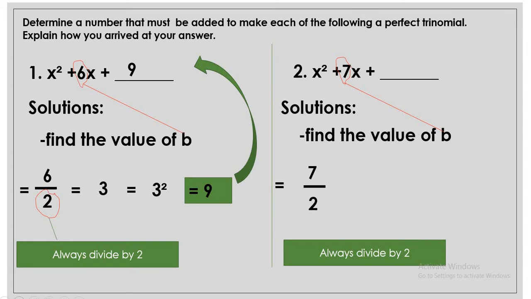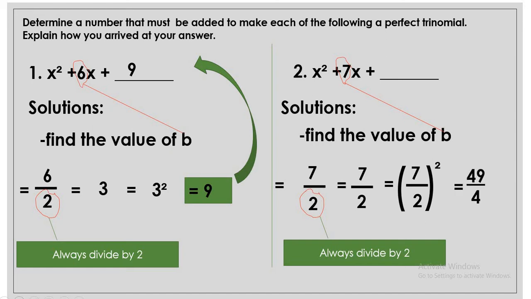7 divided by 2, we will have a decimal number here. So what we are going to do is to stick with 7 over 2. Then we will square it, 7 over 2 squared, and it will become 49 over 4, because 7 squared is 49, or 7 times 7, and 2 squared is 4, or 2 times 2. Then 49 over 4 is the missing number.